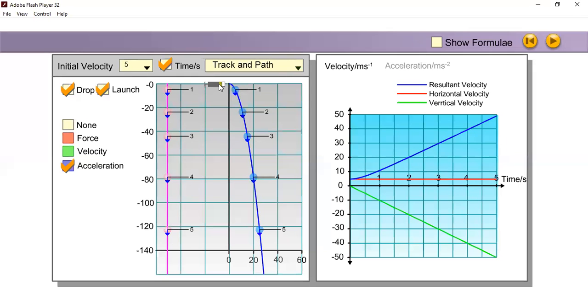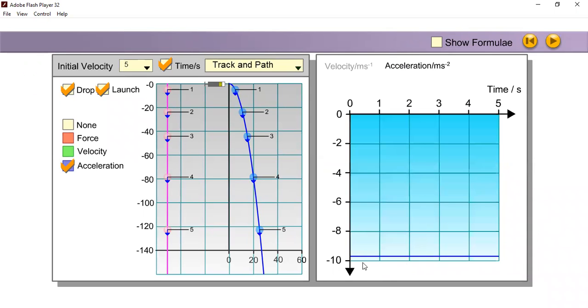So this means that when the object is projected in this motion, the horizontal velocity is always constant. The acceleration is always 9.81 m s^-2.